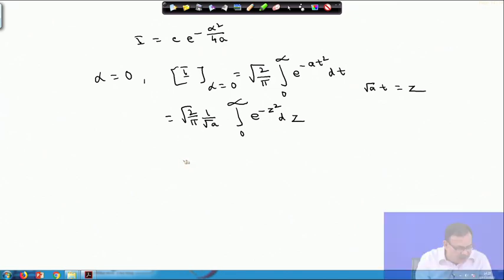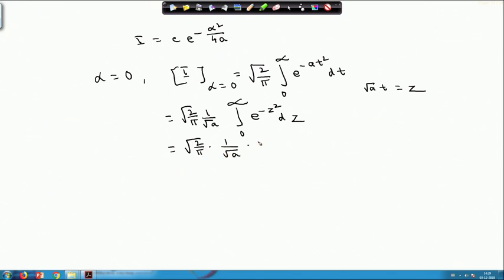So, I will obtain this one as root over 2 by pi into 1 by root a into pi root pi by 2. Sorry, this is root pi by 2, not pi by 2. So, I am getting the value as 1 by root over twice a, root pi will be cancelled. So, at alpha equals 0, I alpha is this.